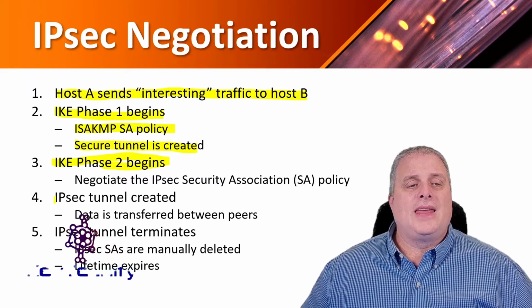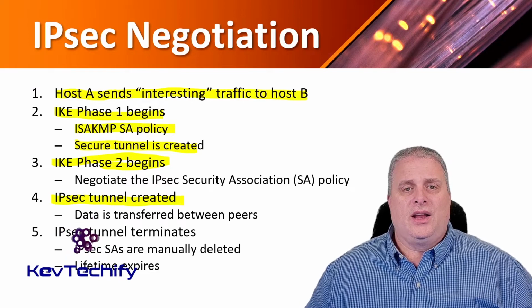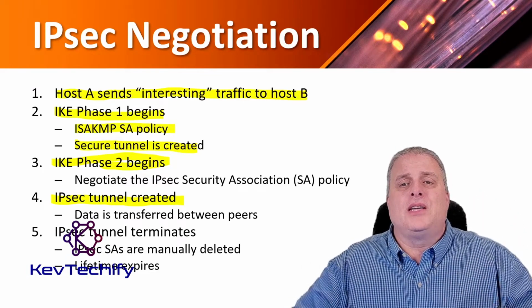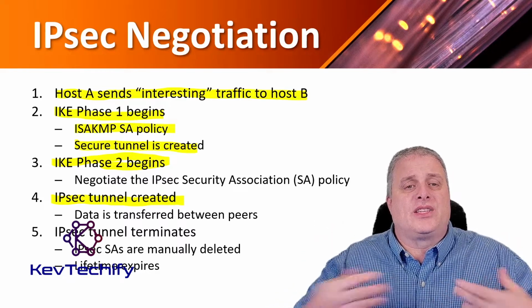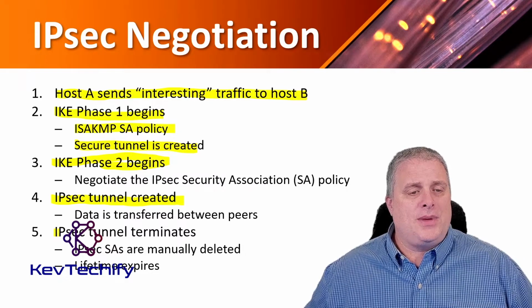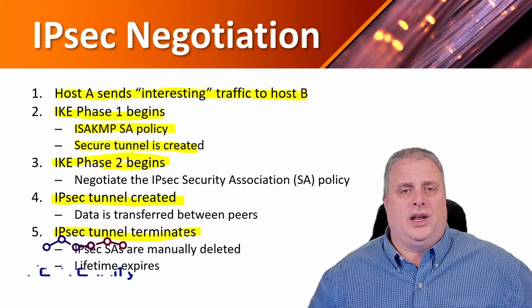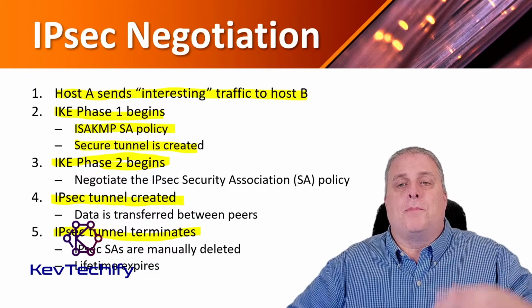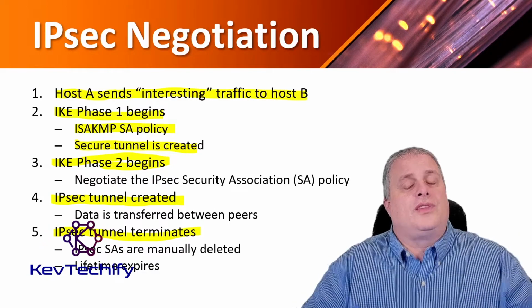Step 4, the IPsec tunnel is created. When that's created, data is transferred between the IPsec peers based on those IPsec security associations we established earlier. And then the 5th step, the IPsec tunnel gets terminated. This happens when the IPsec security associations are manually deleted or when their lifetime expires.